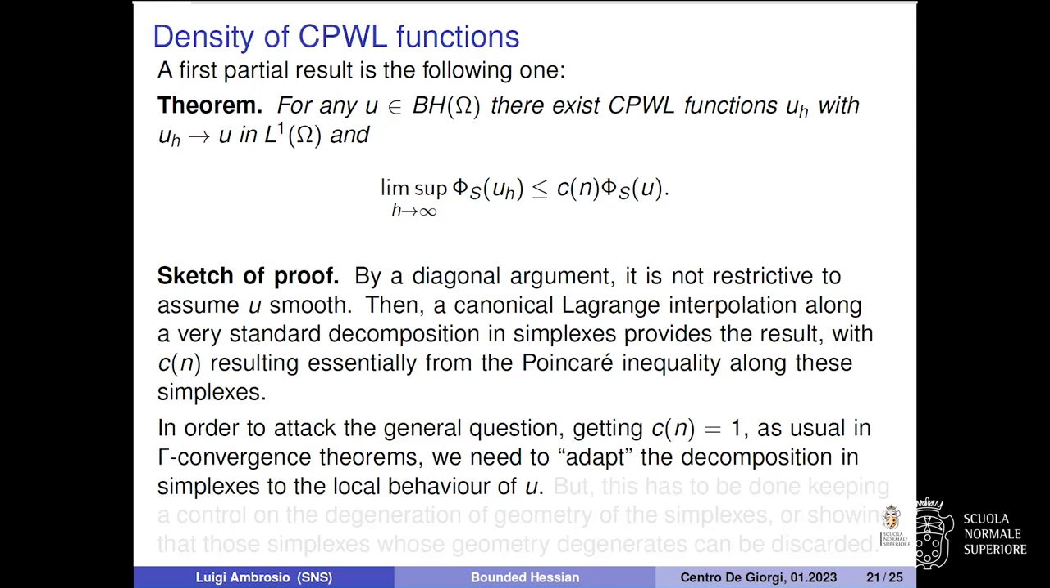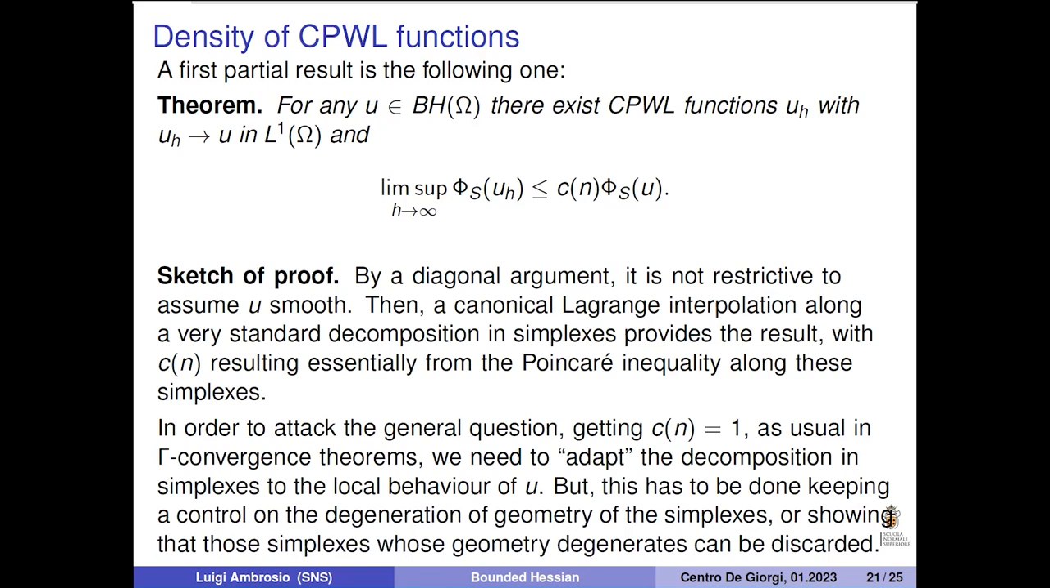Well, this is a very common idea for the experts in gamma convergence, that we have, in some sense, to adapt our construction to the local behavior of u. But the difficulty is that you have to do this keeping at the same time a control on the degeneration of geometry. I think many of you know very well that even in the Lagrange interpolation theorems, the constants in the embedding depend on the minimal angle you have in the decomposition into simplexes. So in particular, if the geometry of the simplexes is not under control, you can't get not even a uniform estimate.